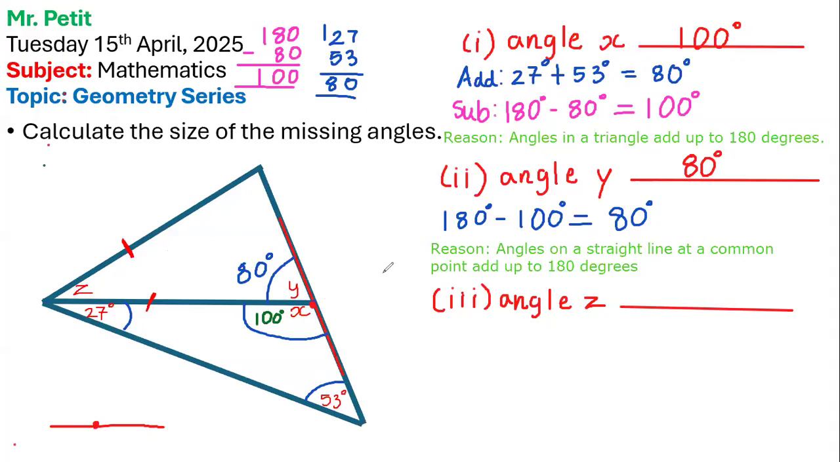Is it 20? Why did you say 20? Because if you multiply 80 times 2, you get 160. And so you subtract 160 from 180. You get 20.